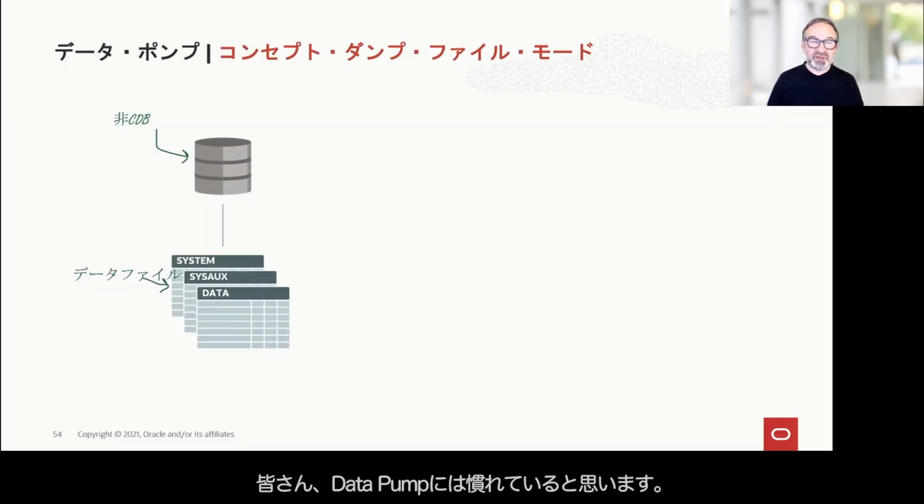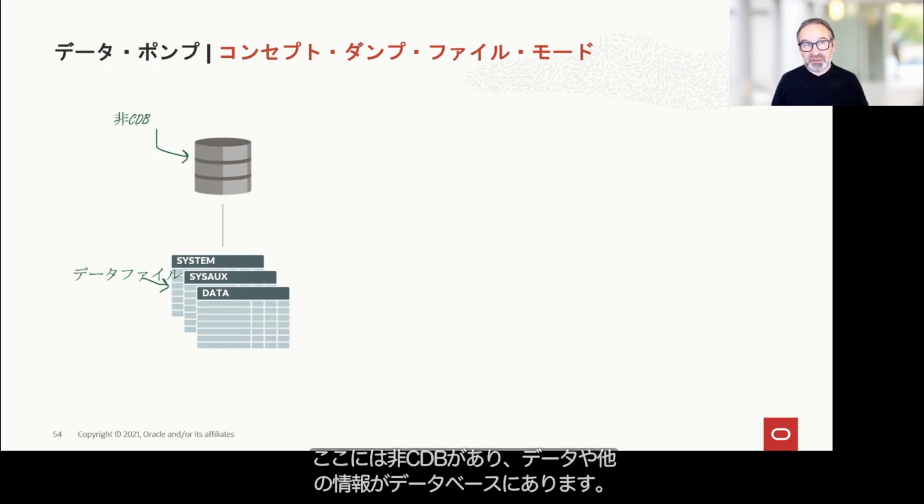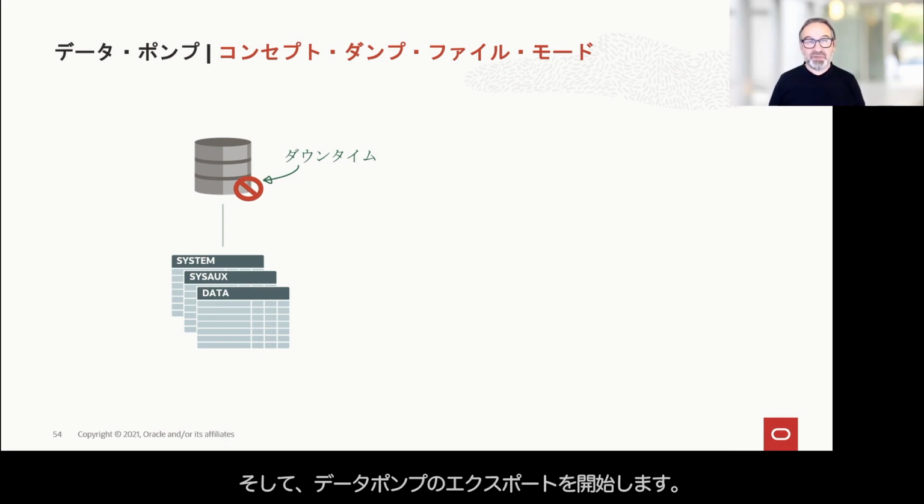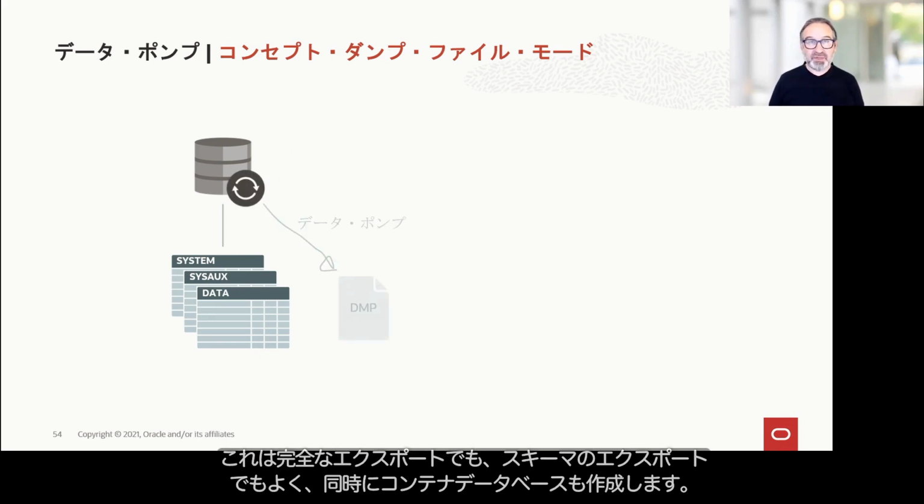Next option, data pump. I guess everybody is very familiar with data pump. We have a non-CDB here, we have data and much more in our database. Now, if you want to make sure that no changes happen afterwards, we need to stop the application, which is downtime. Then we start the data pump export. This could be a full export, could be a schema export.